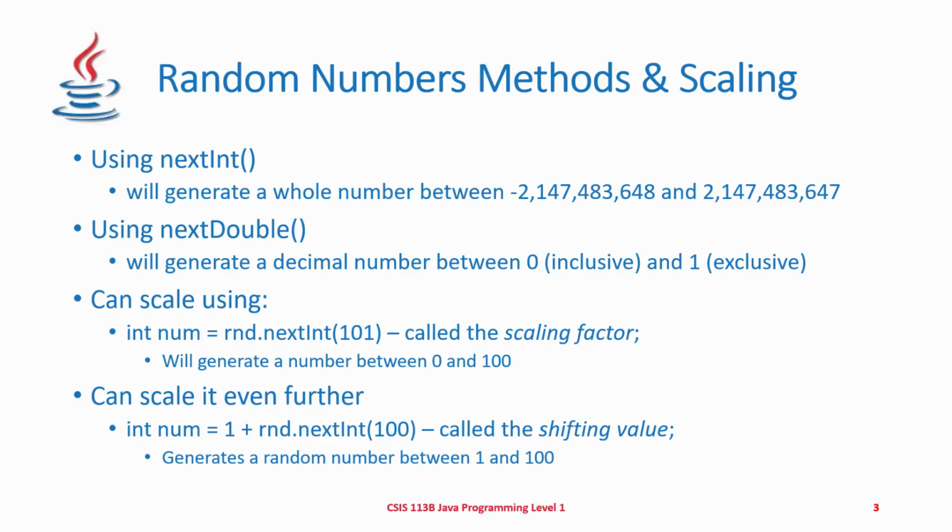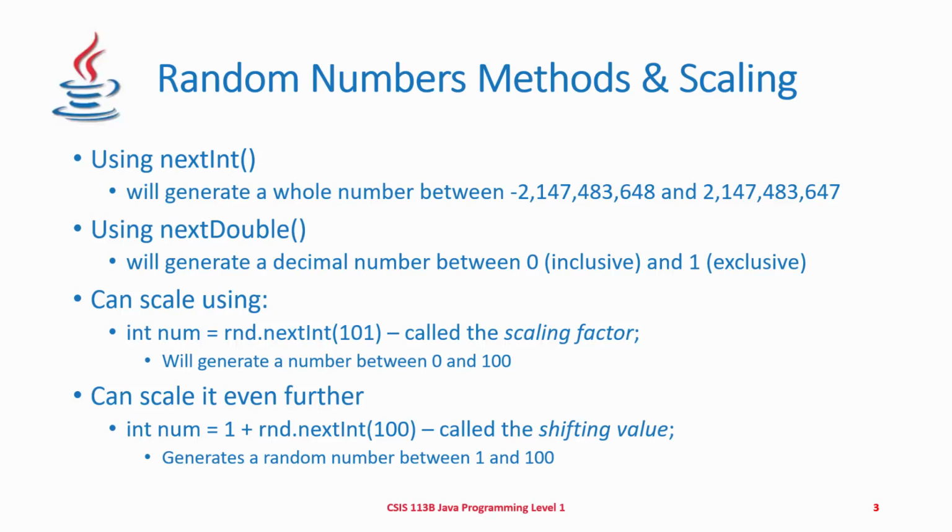So rnd, which is our object, and then using its nextInt method with a value of 101 inside of it. That 101 in the parentheses is a parameter, actually technically an argument, that we're passing into that method, and that is called a scaling factor. In this case, we would be scaling down the random number generator so that it would only generate a number between 0 and 100.